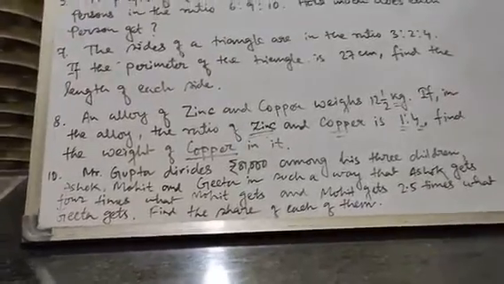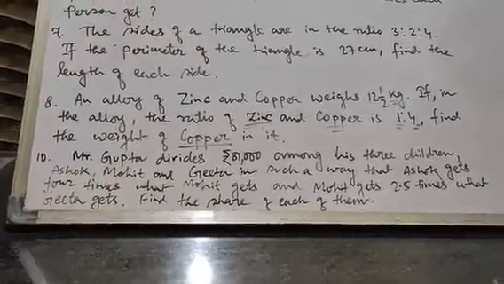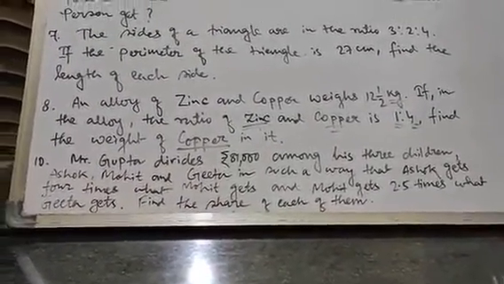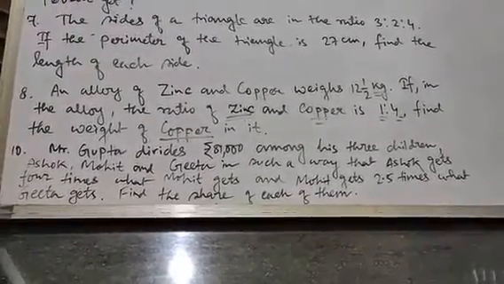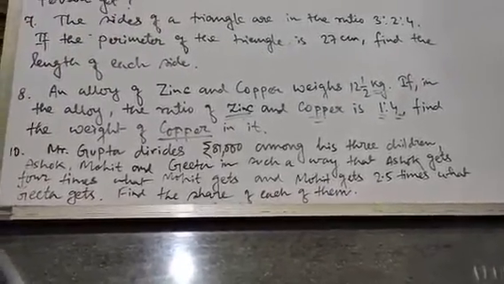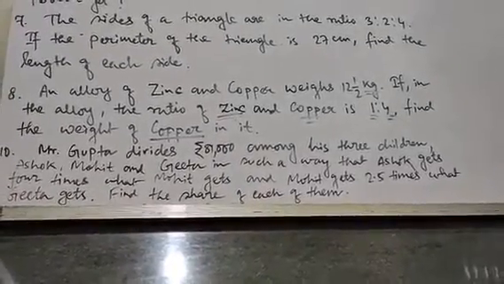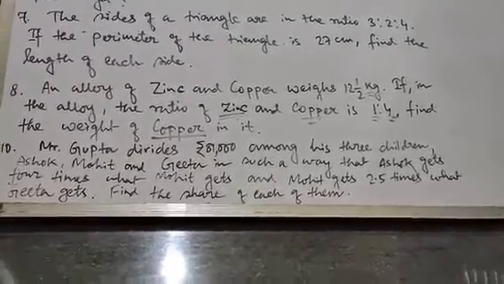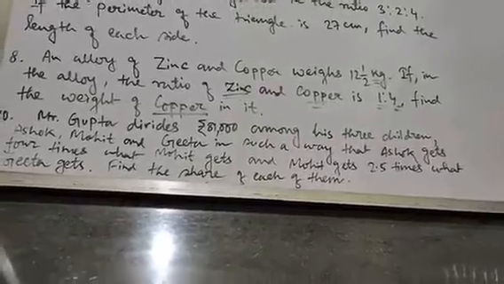Read again. Mr. Gupta divides 81,000 rupees. He has 3 children named Ashok, Mohit and Geeta in such a way that Ashok gets 4 times what Mohit gets. That means if Mohit gets 1 rupee, Ashok will get 4 times of Mohit. That means Ashok will receive 4 rupees. And Mohit gets 2.5 times what Geeta gets. That means if Geeta gets 1 rupee, suppose, Mohit will get 2.5 times of 1. That means 2.5 rupees. Like this.